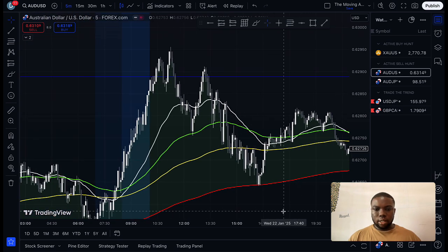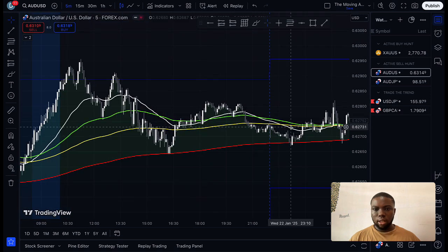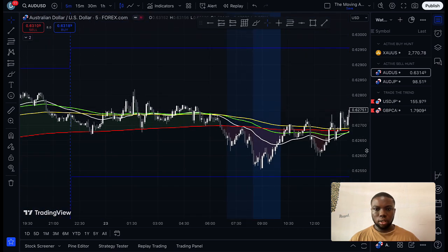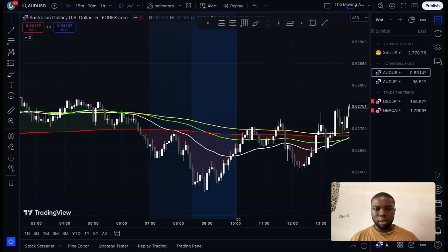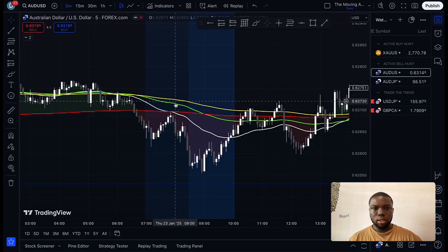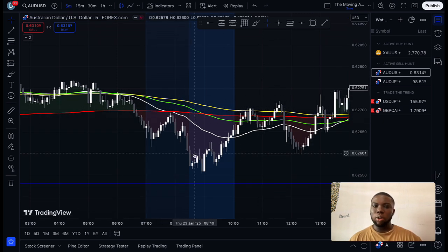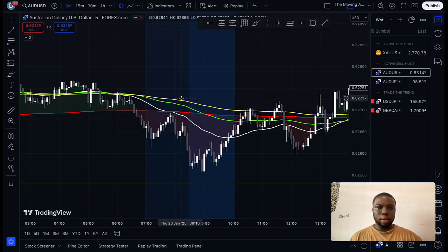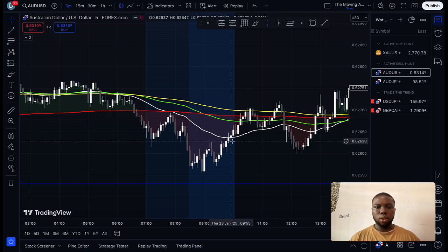All right, moving to Thursday. Thursday also the same. Nothing good to be trading. The way this is going, even though it was a sell, I'm not seeing all the moving averages in the same direction. It's not as clean. So we just avoid it.